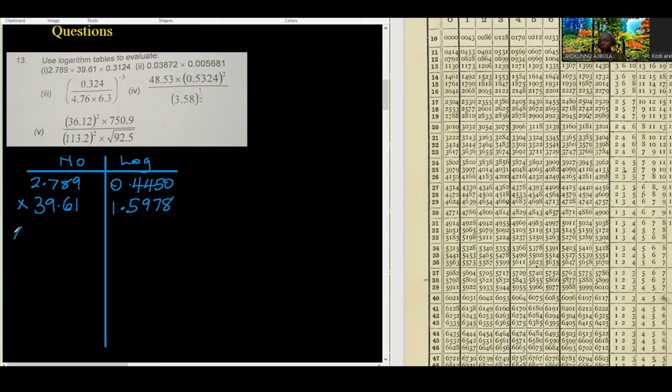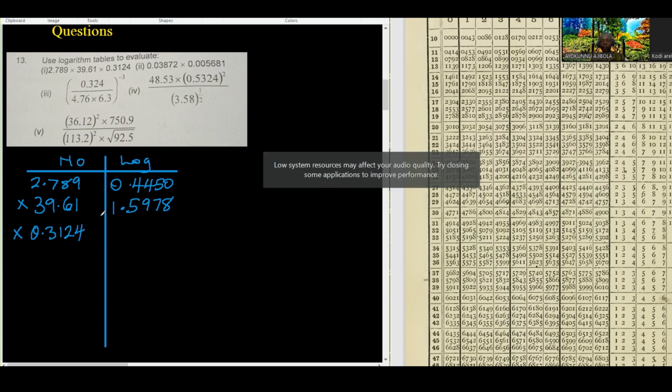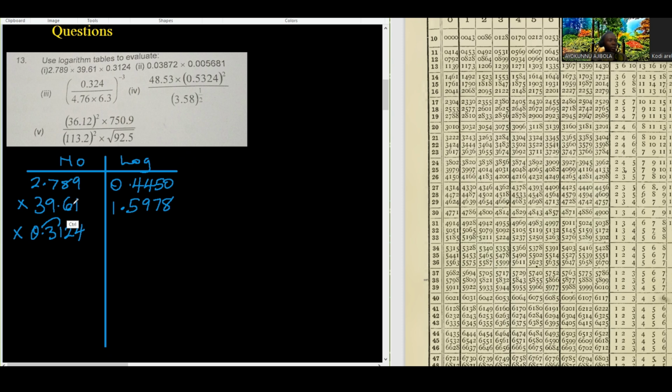5978. Then we're still multiplying with another number, which is 0.3124. The characteristic of this will be -1 because we have to move it once to the front of the first digit. So bar 1 point whatever we get, which is 31 under 2, difference 4. So 31 under 2 is 4942. Difference 4 is 6. That will be 4946. Are you watching this?